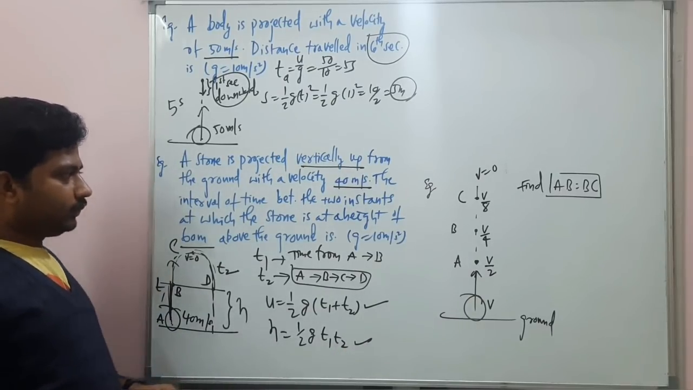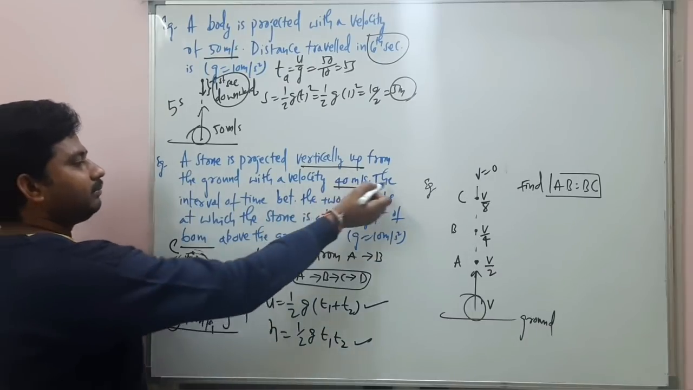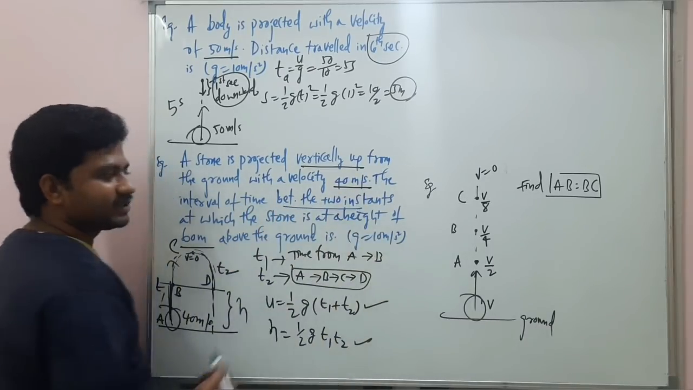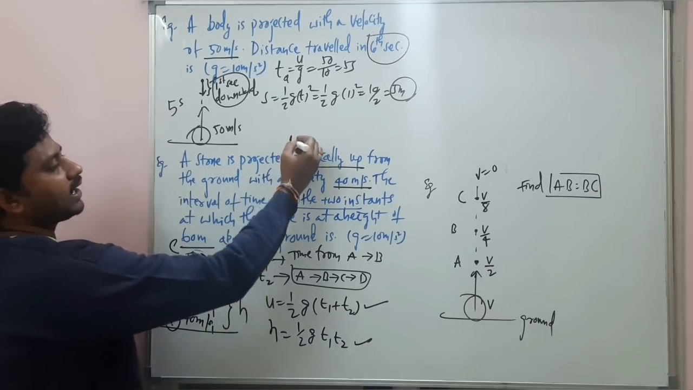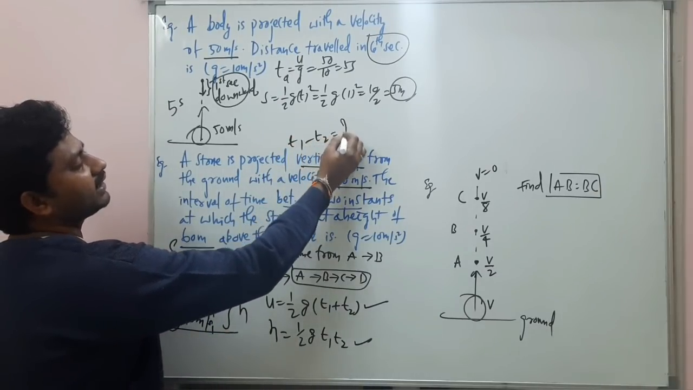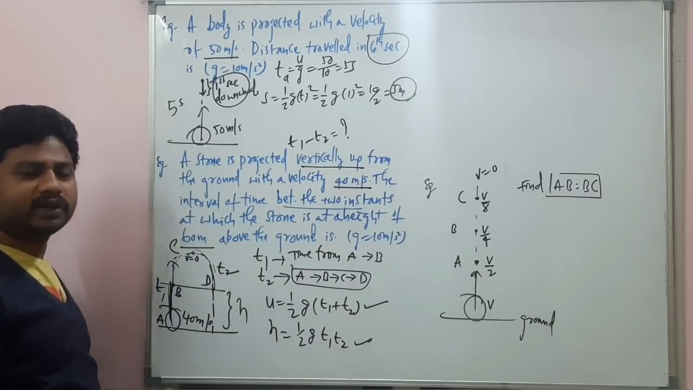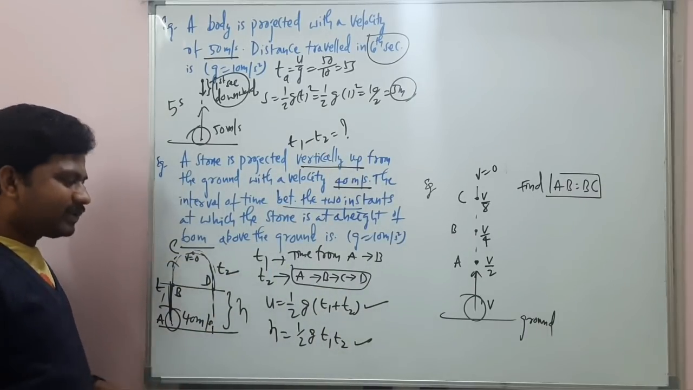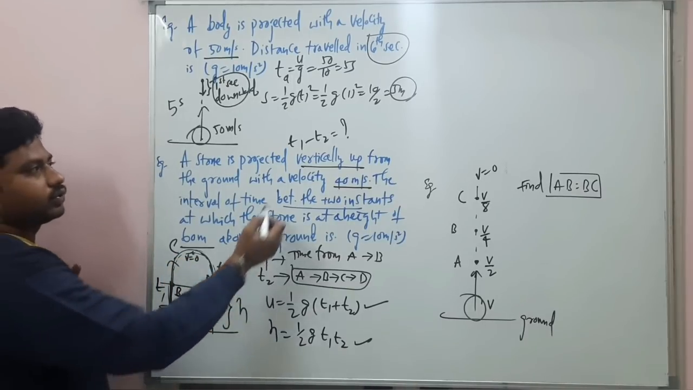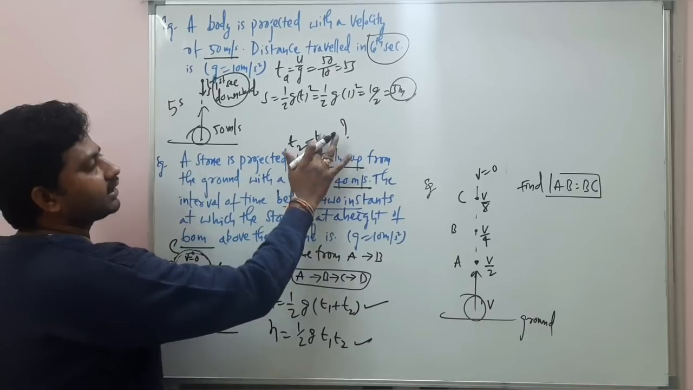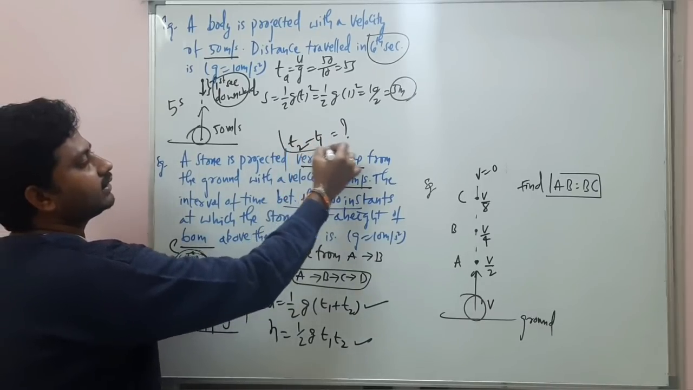So the question is, what is the question? The time interval between the two instants. Time interval between the two instants means they are asking us to find T1 minus T2, or T2 minus T1? 100% it's T2 minus T1 because T2 is greater. So the question they are asking is T2 minus T1.